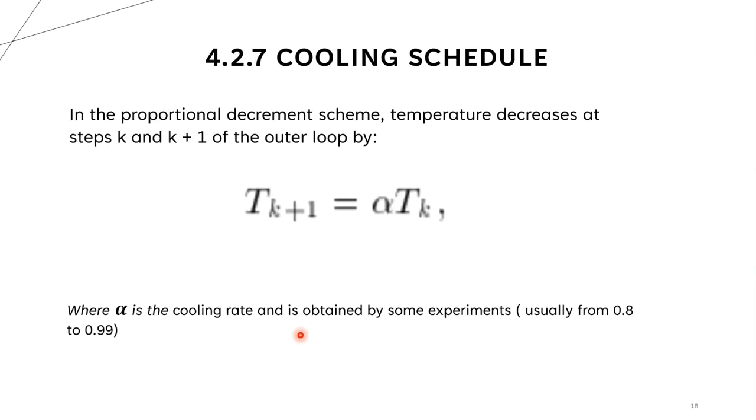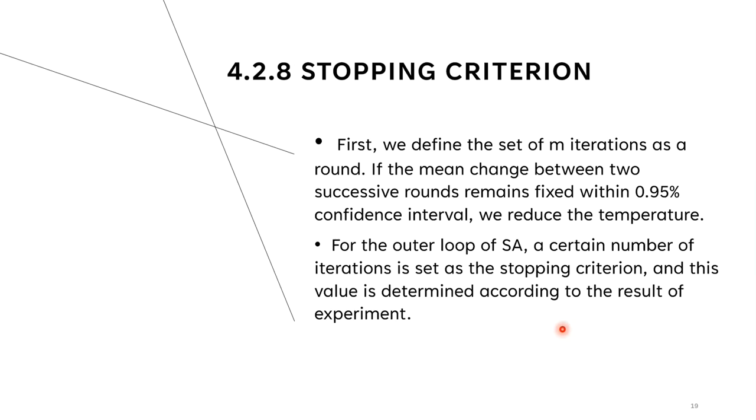The next slide we talk about the cooling schedule. A practical simulated annealing implementation requires generating a finite sequence of decreasing values of temperature T and a finite number L of state transitions for each temperature value. To achieve this, a cooling schedule must be specified, with the formula we can see in the slide, where alpha is the cooling rate and is obtained by some experiments. And finally, we move to the last part, the stopping criterion.